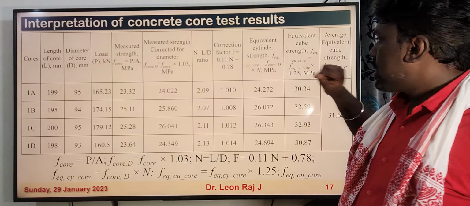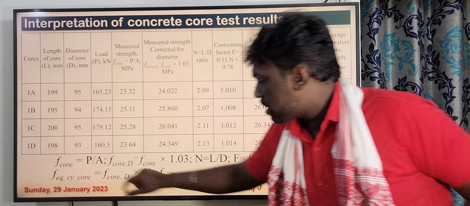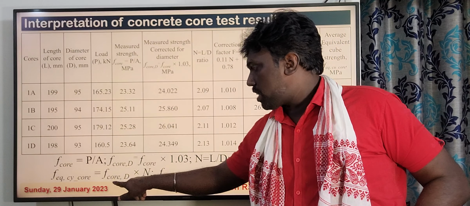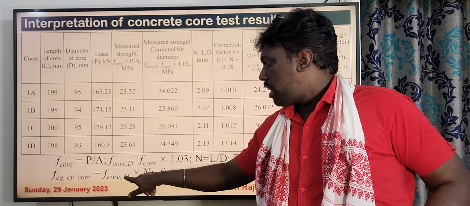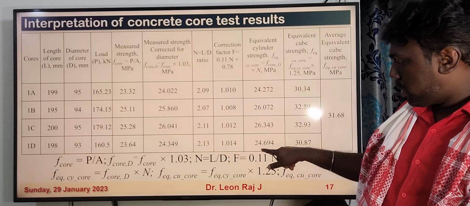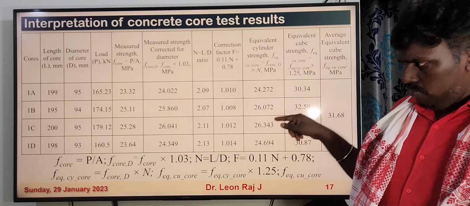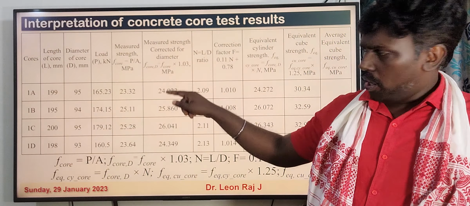Then equivalent cylinder strength, F equivalent. Here F equivalent cylinder core strength is equal to the core strength after diameter correction and the slenderness ratio correction. So we are getting the equivalent cylinder strength 24.2, 26.0, 26.3, 24.69 for 1A, 1B, 1C and 1D cores respectively.